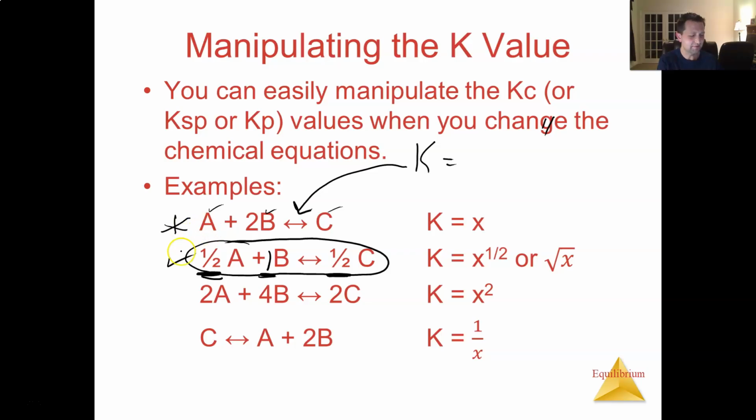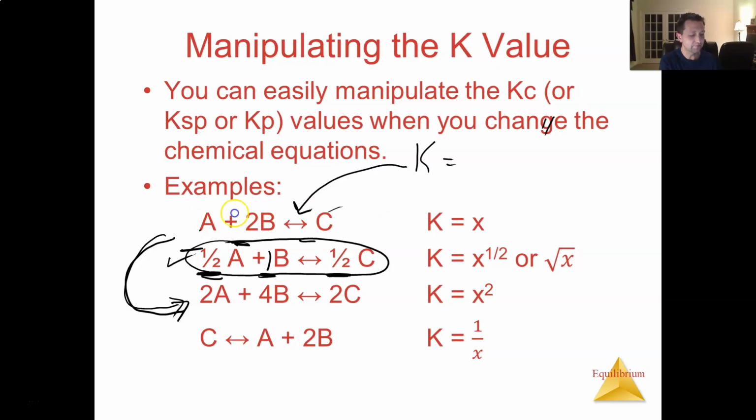Everything else is easy. If you took your initial equation and multiplied everything by 2, you put a coefficient of 2 on each of these. That coefficient of 2 means you're squaring it in your equilibrium expression, because the coefficients end up as exponents. So if you double everything, all you have to do is square your X value. Simple.